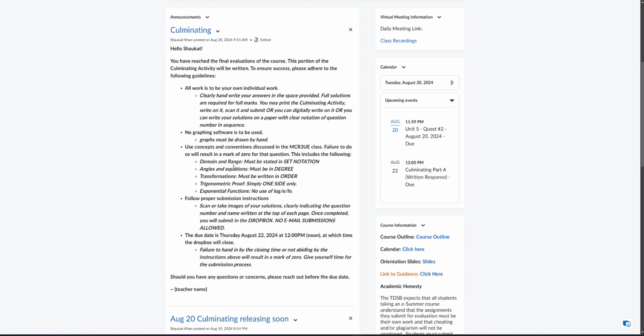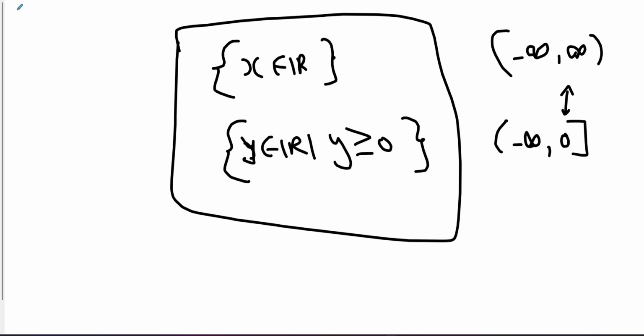All right. Second, very important. A lot of students made a mistake on their Unit 4 test. Angles and equations. All angles and equations must be in degrees. So when it comes to the trig unit, everything must be in degrees. If you are using anything remotely close to a pi symbol, that is an automatic 0 for that question.